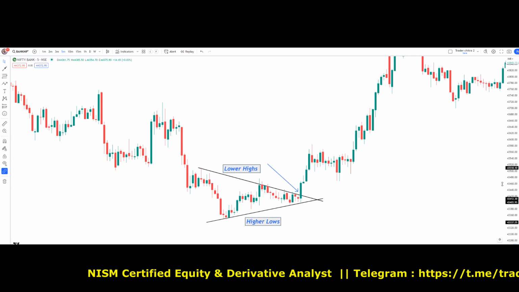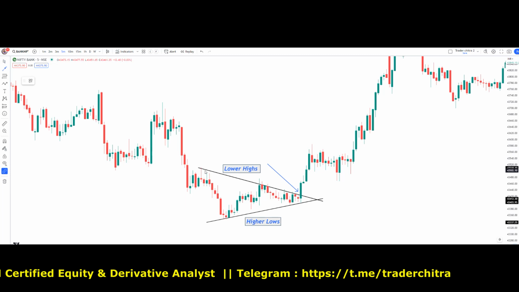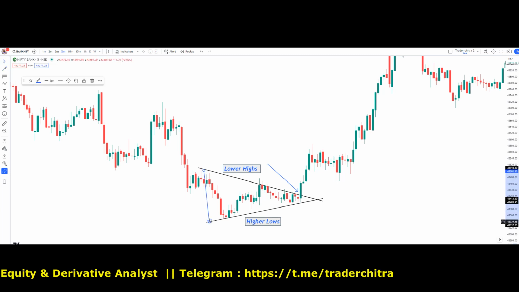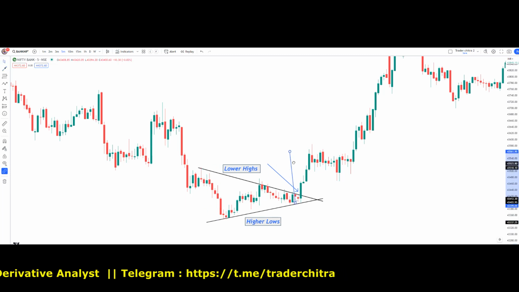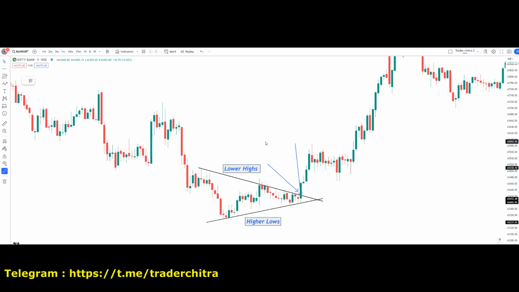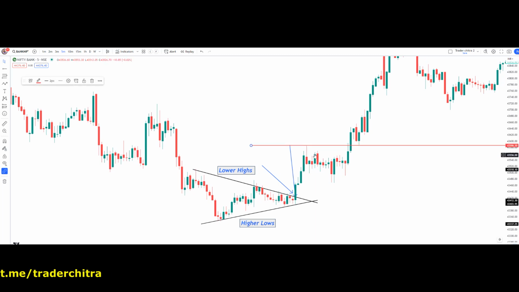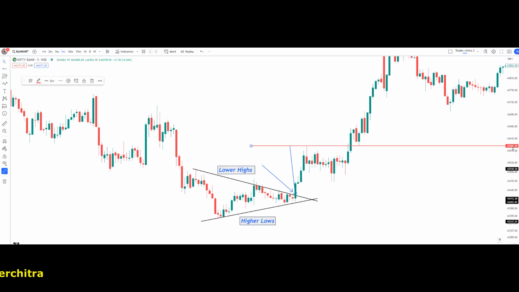So what will be the target? For the target, you can measure the length of the distance, the gap between this triangle, and that is the target of the particular long trade. So we can put a horizontal ray here. So this is the target of the particular long trade. If you are in the long trade, you can always trail your profits, or according to the risk reward ratio, you can book your profits.